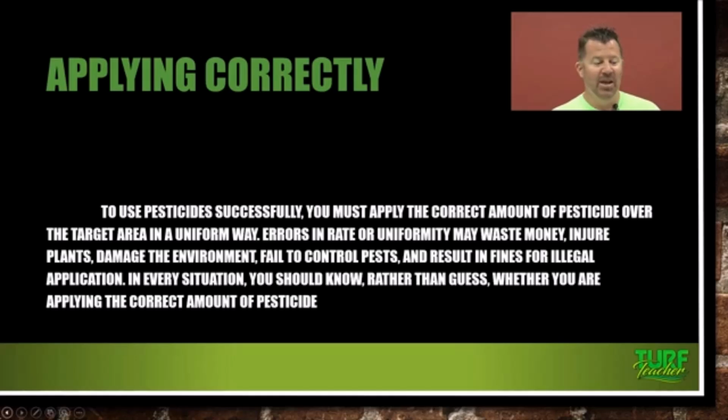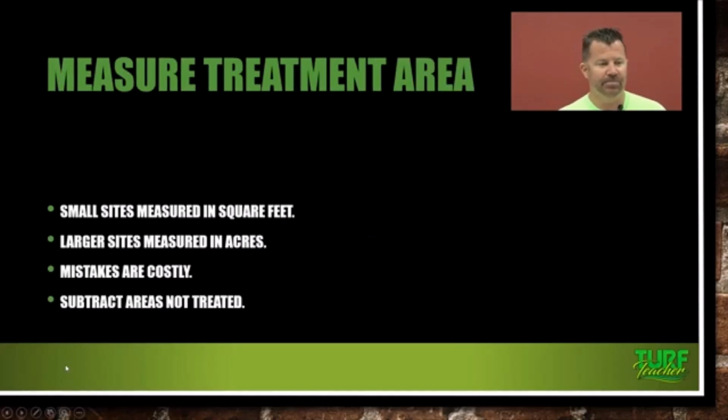So guys, we've got some good math problems that you're going to see. Measure the treatment area. Small sites are measured in square feet. That's your typical residential lawn. You've got a 5,000 square foot lot, and you've got some driveway, some sidewalk, some shrub beds. Those areas need to be subtracted out, and we'll learn how to do that. Larger sites are measured in acres, whether it's a golf course, an agricultural field, or a sod farm. Anything where we're dealing with acreage is going to be measured in acres.